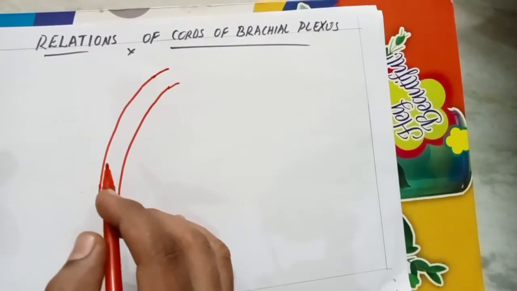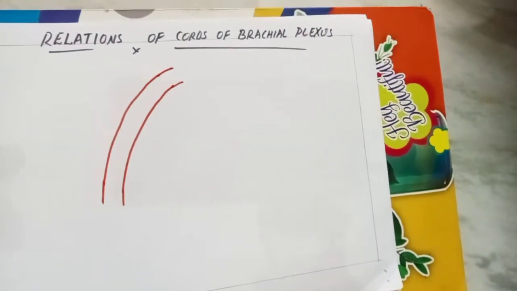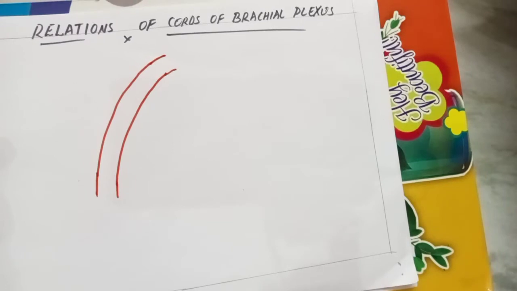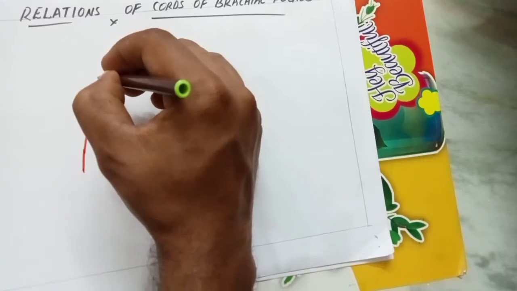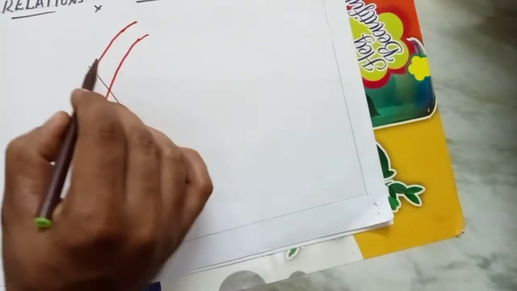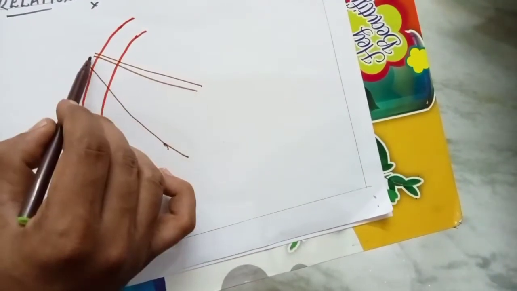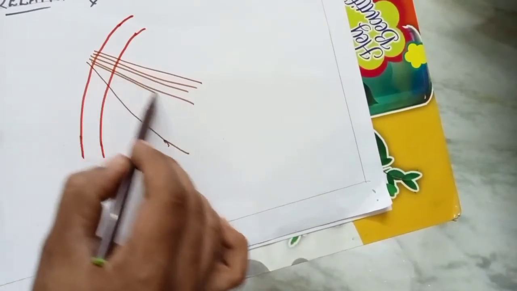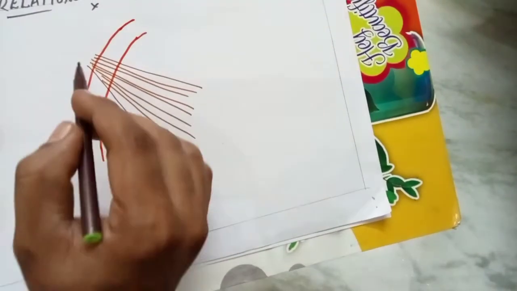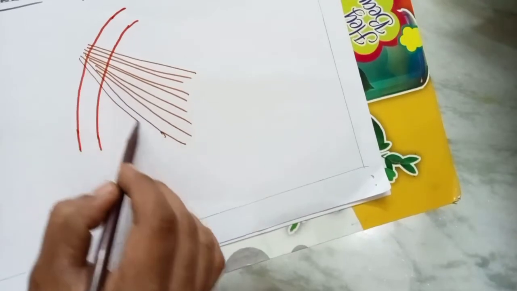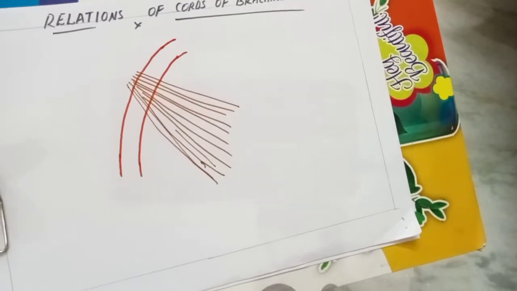This axillary artery is going to divide into three parts. Which structure is separating the axillary artery into three parts? Here you can see that I'm drawing the Pectoralis Minor. Can you see that? This is the Pectoralis Minor. It is arising from the 3rd, 4th, 5th ribs, extending upwards and reaching the coracoid process. And this Pectoralis Minor is separating the axillary artery into three parts.